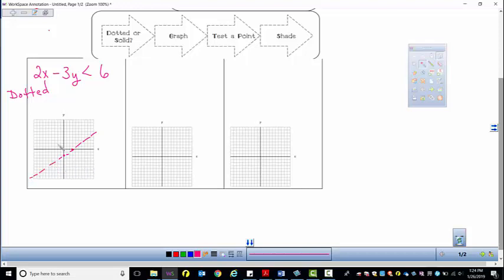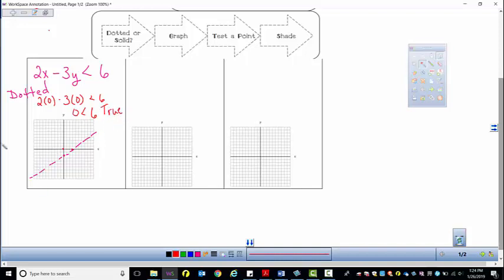So I have below the line, I have above the line. I need a test point. I'm going to use 0, 0. So I'm going to put 0 in here. 2 times 0 minus 3 times 0 is less than 6. So 0 and 0, so this is 0 is less than 6. So that is true. 0 is smaller than 6.